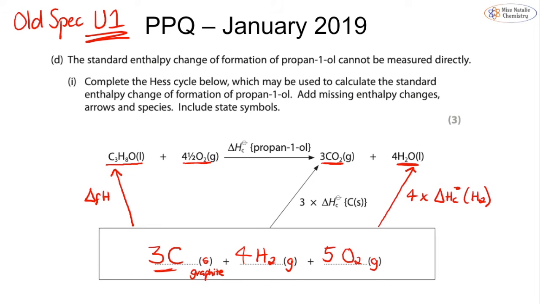So you get 1 mark for all of your correct elements. You get a second mark for the state symbols and the coefficients. And then you get a third mark for showing the enthalpy changes with the arrows.